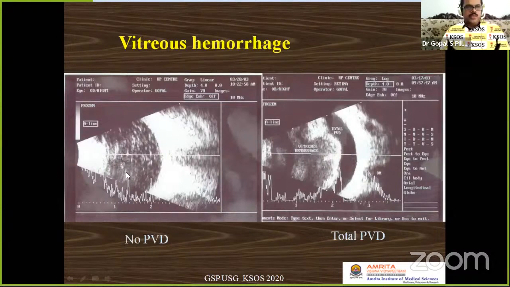Now, this initial picture is there. There are a lot of point-like echoes which are moderate to high in intensity, but you can see that there is no PVD. Whereas here you can see there is a clear space behind the posterior hyaloid, and that is a complete PVD. And within the PVD, we have vitreous echoes, mild to moderate, point-like echoes. So that is with PVD and without PVD.